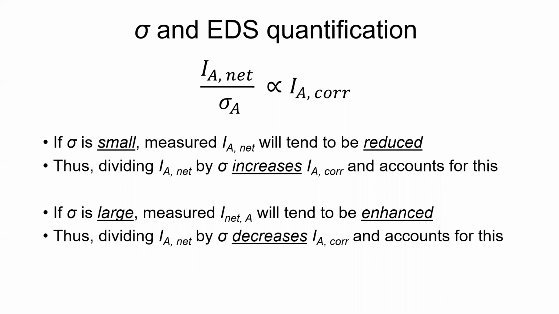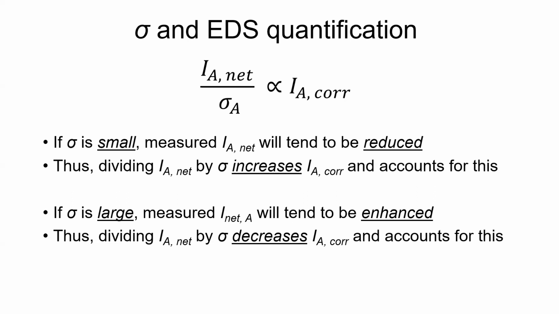So how does sigma factor in to the quantification? Well, what we saw is that the corrected counts is proportional to the net counts divided by sigma. If I have a small ionization cross-section, that means the net counts that I measure will tend to be lower than expected. So by dividing by the cross-section, that boosts the corrected counts and accounts for that issue.